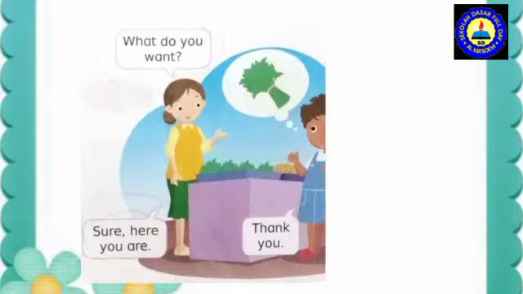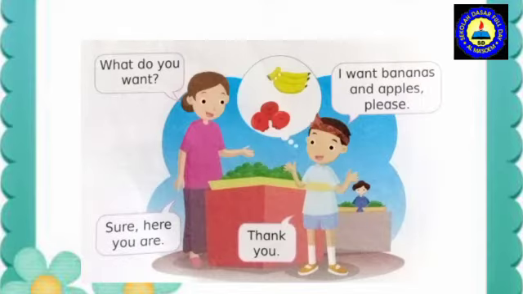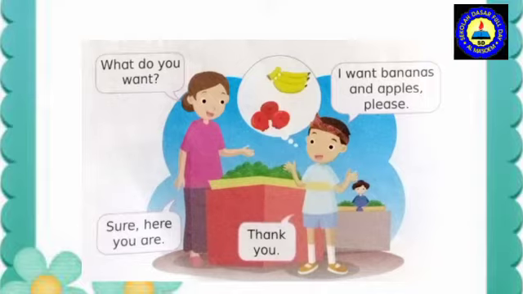Okay, kids, now please look at page 132. Listen and talk. What do you want? I want spinach, please. Sure, here you are. Thank you. What do you want? I want bananas and apples, please. Sure, here you are. Thank you. How about you, kids? What do you want?